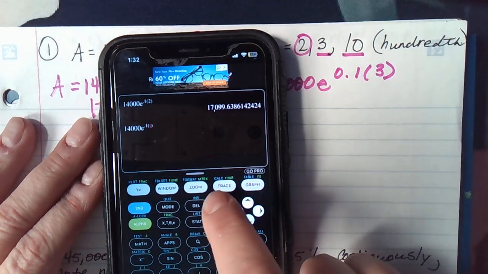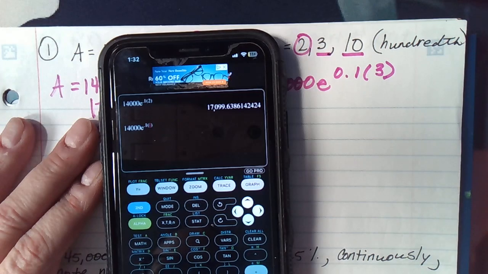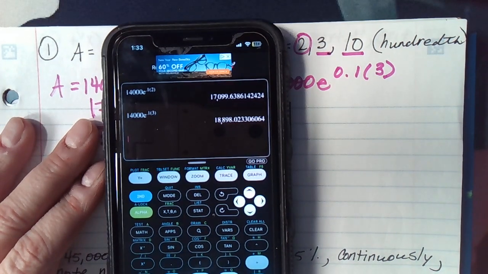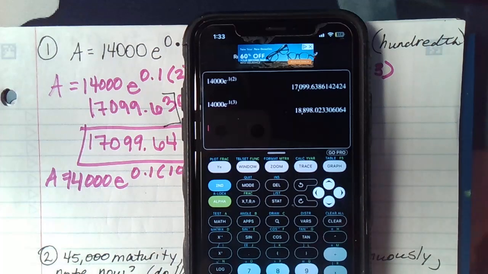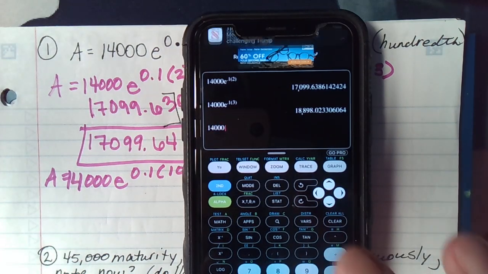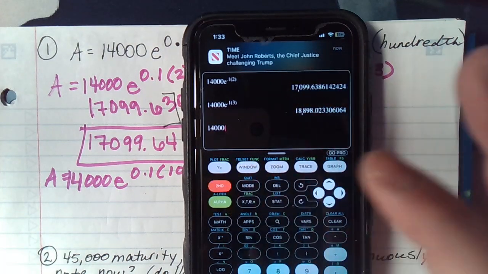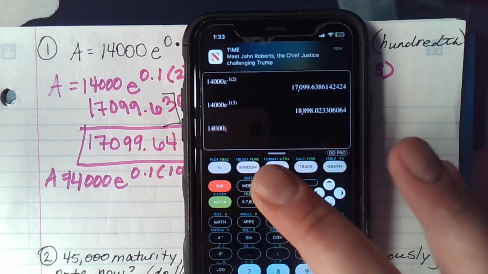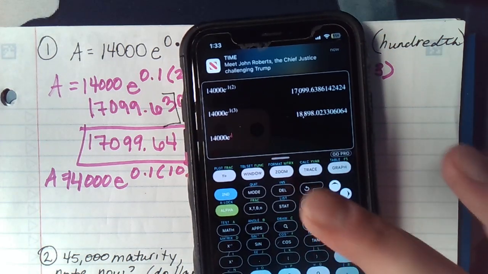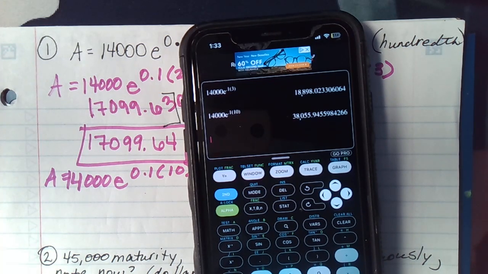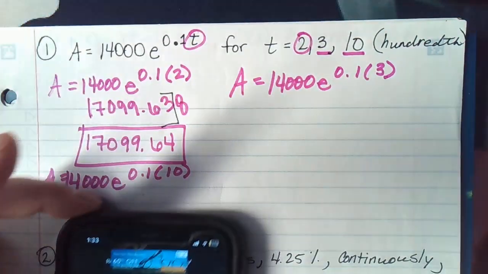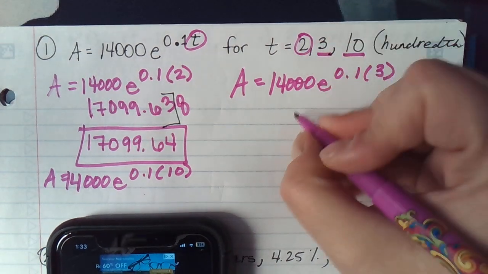And I pressed delete, and then I'm going to type a 3 there. Then I'm going to do it again with a 10 in the air. And again, you can either retype it, or press that second enter.